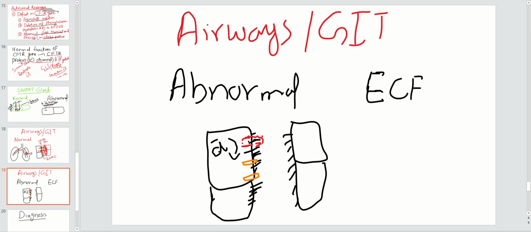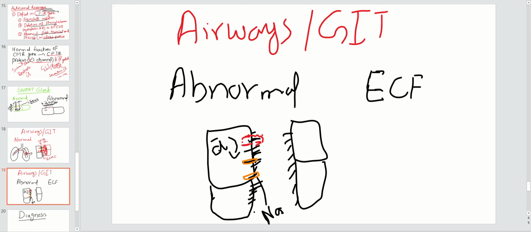When this channel is not working, the epithelial sodium channel is not inhibited, because normally it is inhibited. When it is not inhibited, what will it do? You can draw a big arrow: high concentration of sodium and water movement inside the cell in the respiratory tract, GIT, and elsewhere.